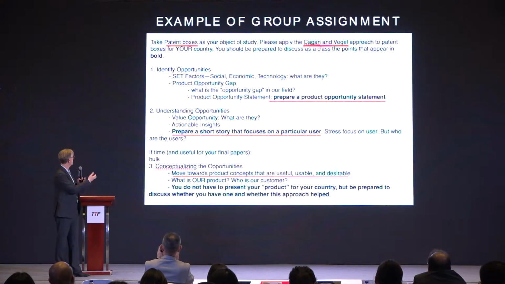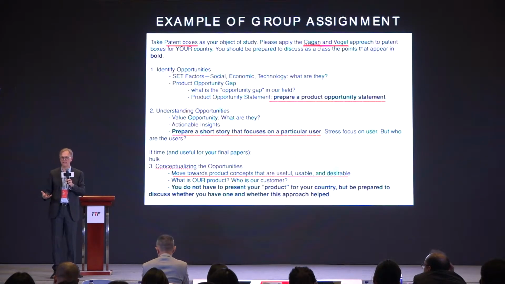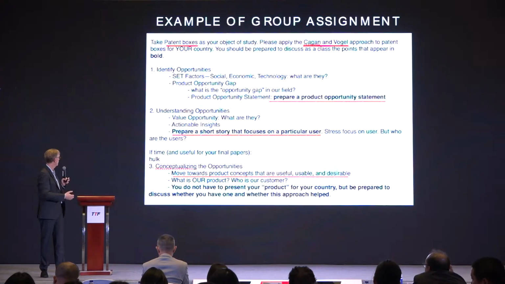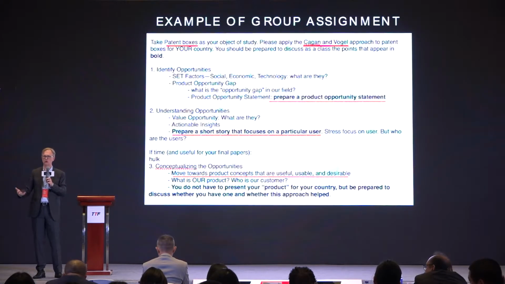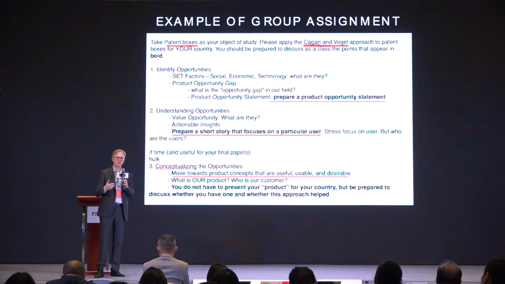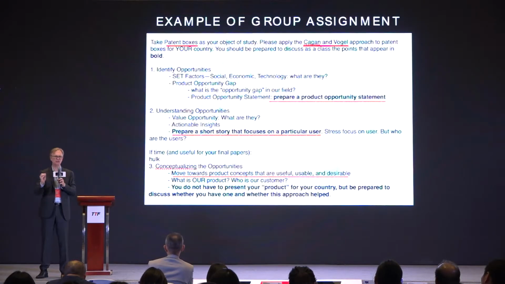The next step is thinking about understanding your opportunity. So you need to prepare a short story that focuses on a specific individual. It could be a company again, it could be a tax official, it could be somebody else. And then you have to conceptualize the opportunity. You have to begin to move towards the product itself. What should the product look like? So note again, it's taking the methods that you see in design, but applying it to a very specific angle of the tax system and something that was being discussed in different countries.